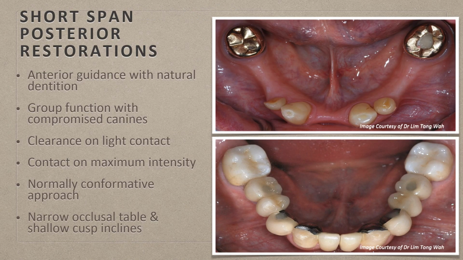With regards to short-span posterior implant restoration, occlusion could be designed in anterior guidance in excursions, and initial occlusal contact on natural dentition will reduce the potential lateral force on implants. Group function occlusion should be adopted only when anterior teeth are periodontally or structurally compromised. Clearance on light contact and contact on maximum intercuspal position, normally a conformative approach, narrow occlusal table and shallow cuspal inclines.